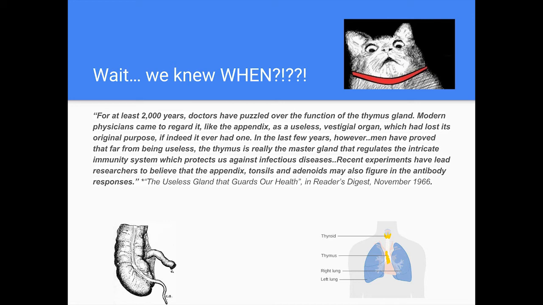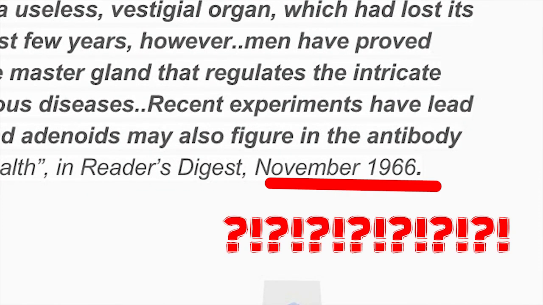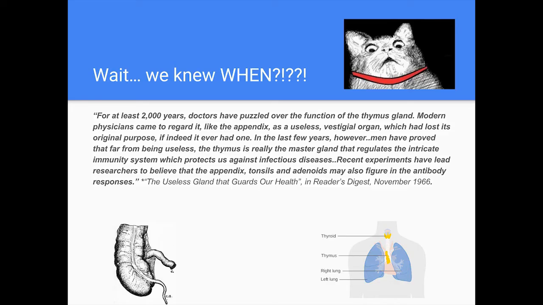Oh my goodness, look! Recent experiments lead us to believe that the appendix figures in the antibody response. It helps defend us from sickness. When did we find that out? 1966! What? 1966. And this is Reader's Digest. Reader's Digest is not on the cutting edge of new scientific discoveries. So that means by the mid-60s, medical science already knew that the appendix was useful and helpful and functional. It was not vestigial. So we've known this since the 60s.